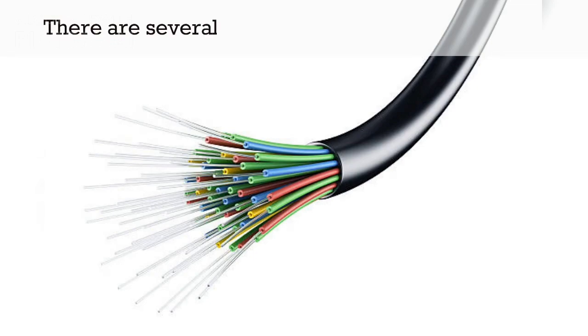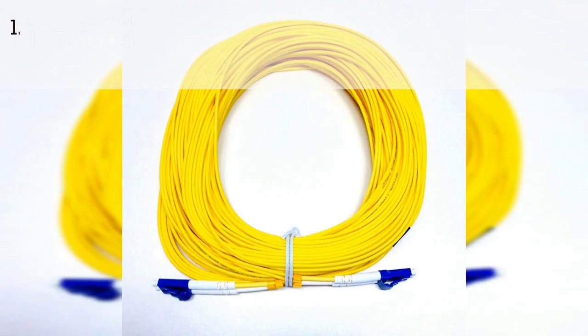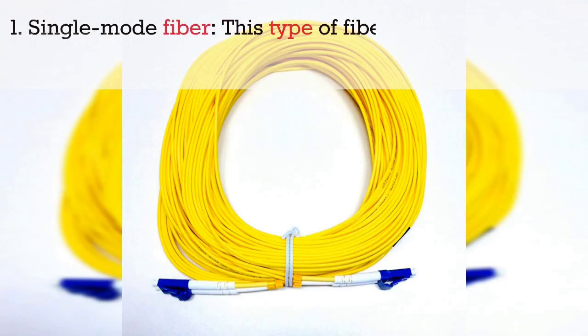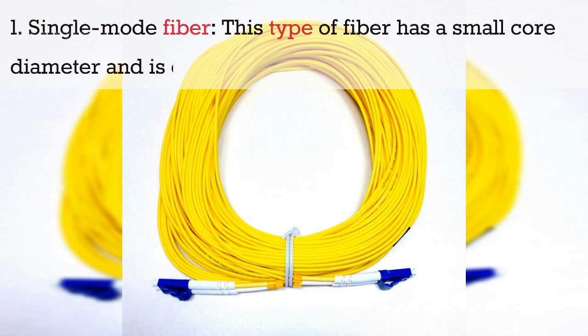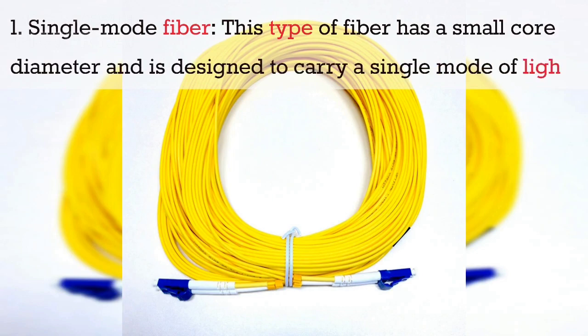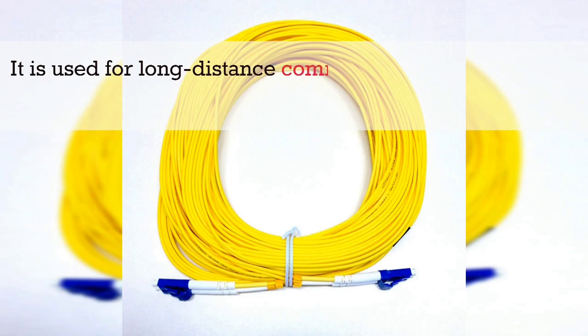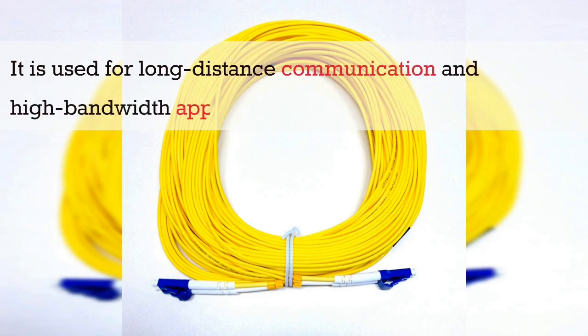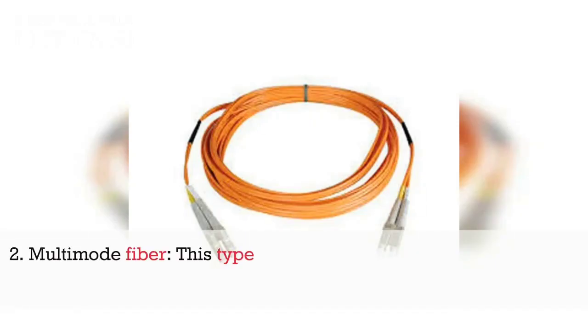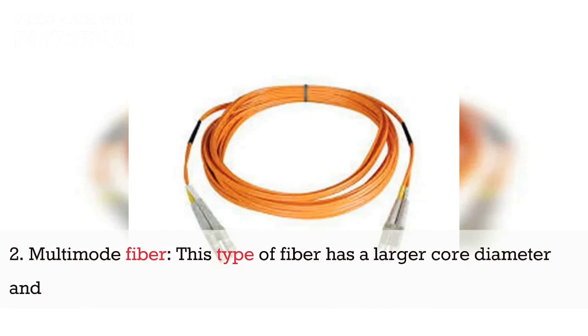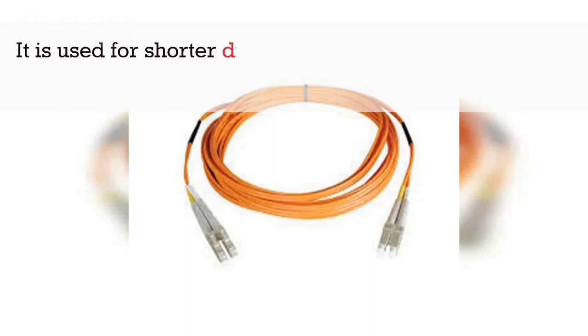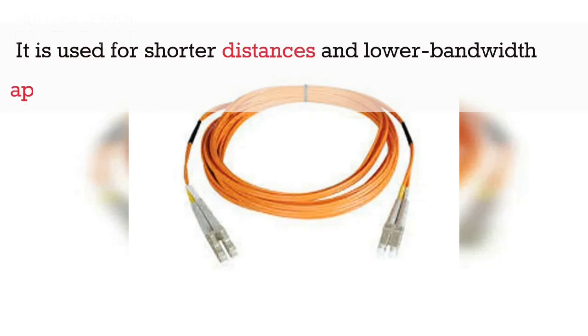There are several types of optical fiber, including 1. Single mode fiber. This type of fiber has a small core diameter and is designed to carry a single mode of light. It is used for long distance communication and high bandwidth applications. 2. Multi-mode fiber. This type of fiber has a larger core diameter and can carry multiple modes of light. It is used for shorter distances and lower bandwidth applications.